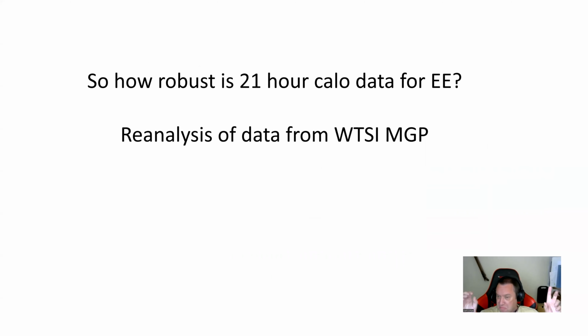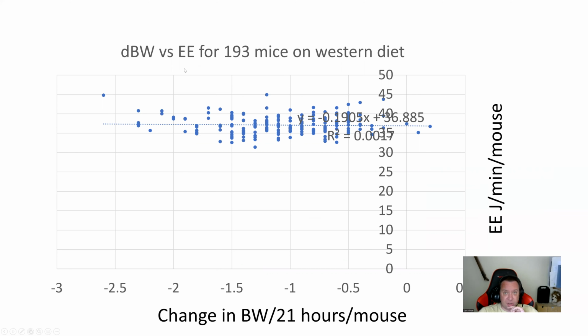So the data from the IMPC. And here we're going to use Wellcome Trust Sanger Institute data from the mouse genetics program. And this is the MGP pipeline. So these are mice on a Western diet. And the first thing to know is, over these 21 hours that they've had these mice in the calo, we can look at the change in body weight, and you can see that there is a huge amount of weight loss. There were 2 mice that did not lose weight. In fact, they gained weight. There was 1 mouse that didn't lose weight, and every other mouse, 190 animals, lost weight, up to 2.5 grams.